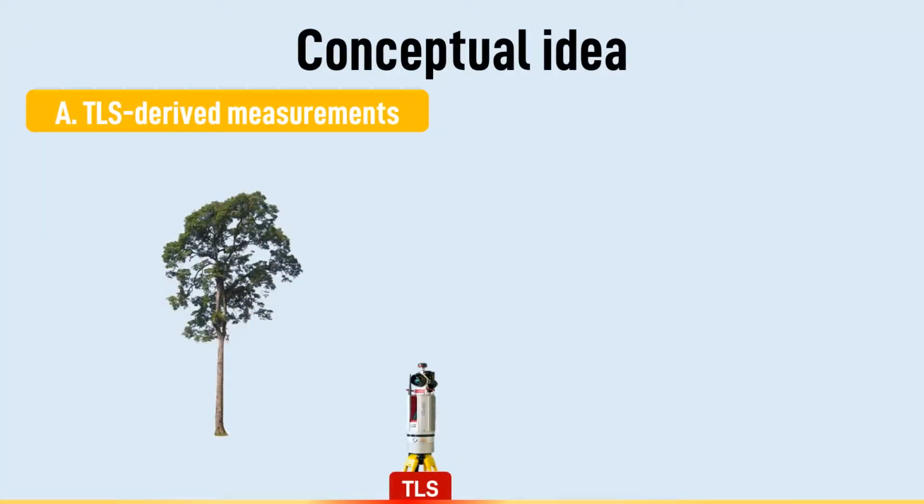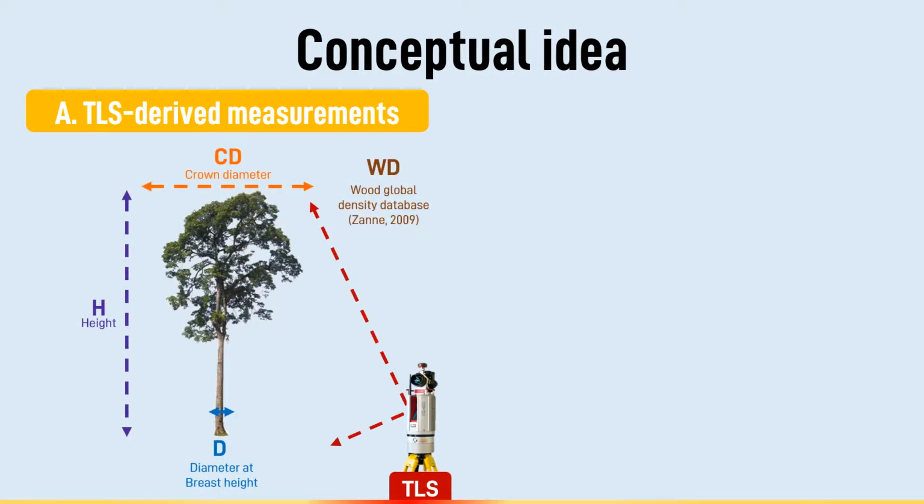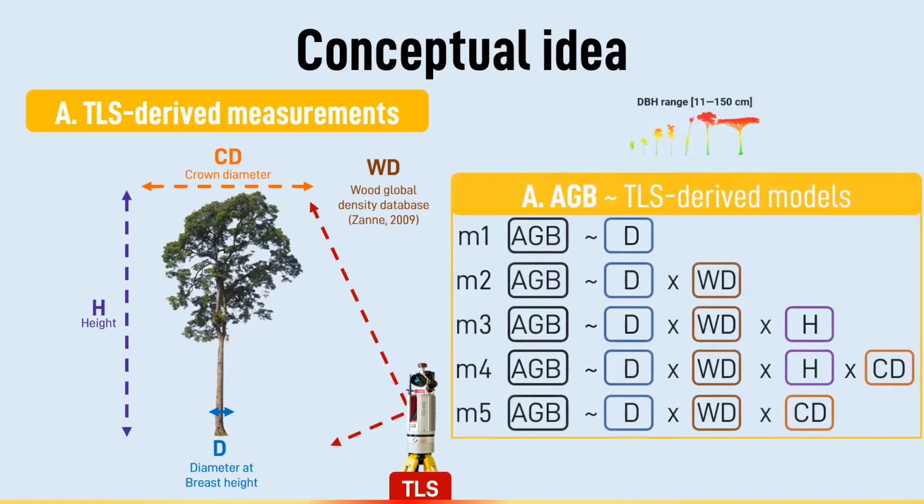How did we do it? We have three components. The first component is TLS-derived measurements. We use the RIEGL VZ-400 TLS to estimate diameter per height of a tree, and crown diameter. We record the species and the wood density from the Global Wood Density Database.